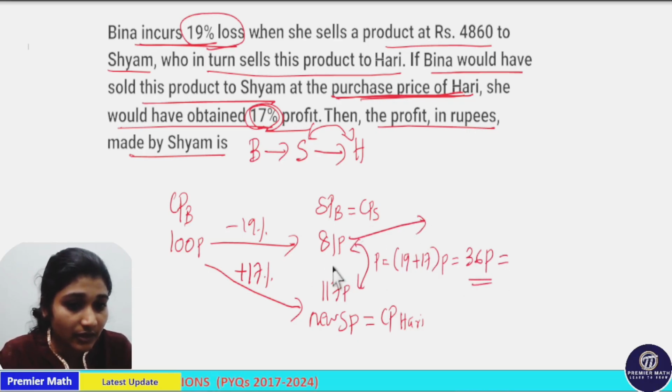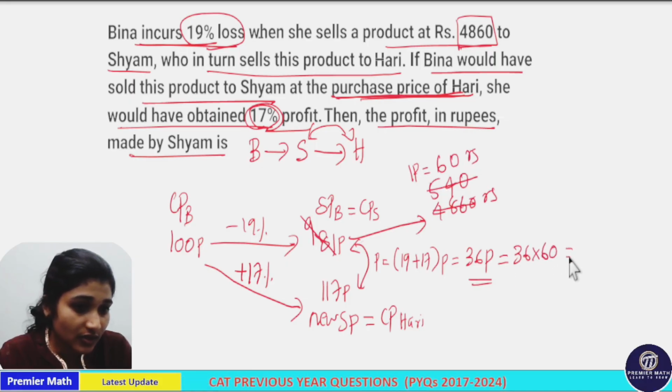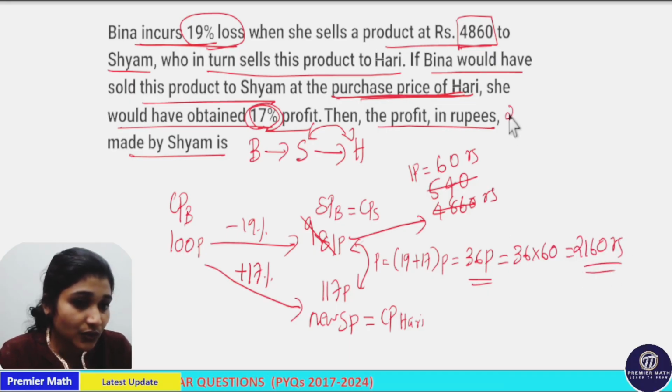Here 81 part, that is the first selling price, is the same as 4860. So equate this. Here cancel with 9. 9 goes 9 times in 81, 9 goes 5 times in 45, 4 times in 36, here we have 0. 9 goes 6 times in 54 and here we have 0, which means one part is equal to 60 rupees. Then 36 part is equal to 36 into 60 rupees, which is equal to 2160 rupees. So 2160 rupees is your answer.